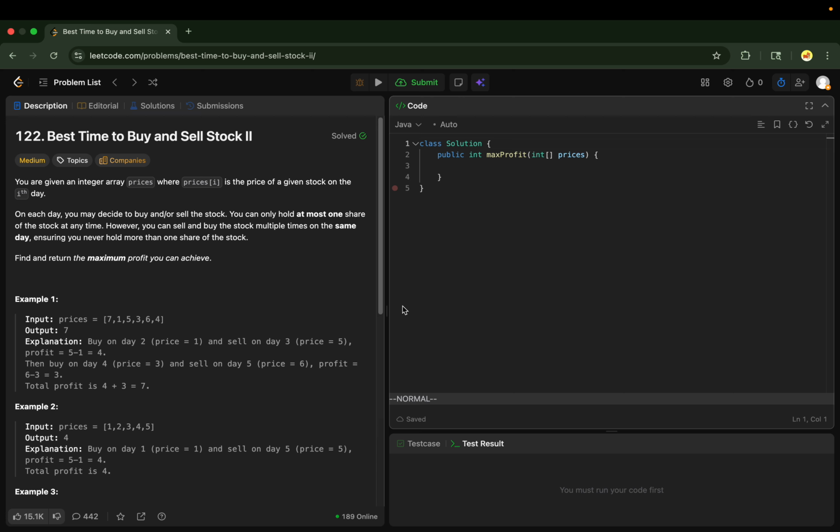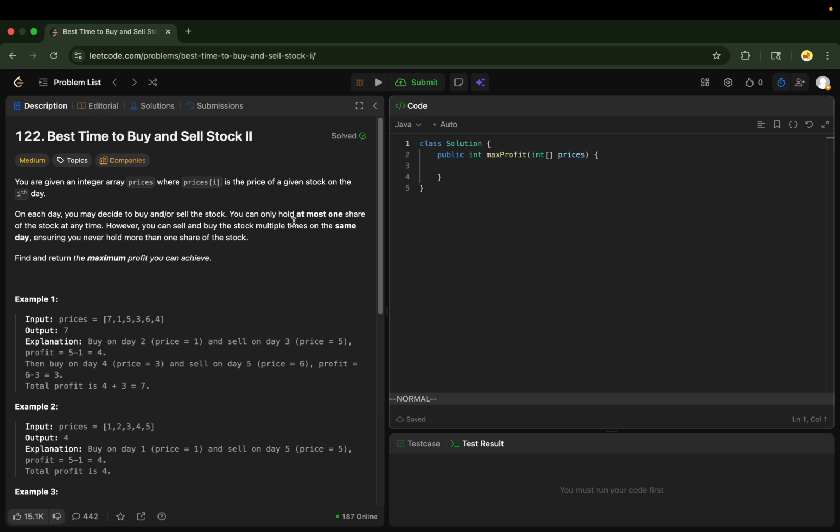Everyone, today I'm going to talk about 122, Best Time to Buy and Sell Stock, second version. The question is: you are given an integer array prices, where prices[i] is the price of a given stock on the ith day. On each day, you may decide to buy or sell the stock.